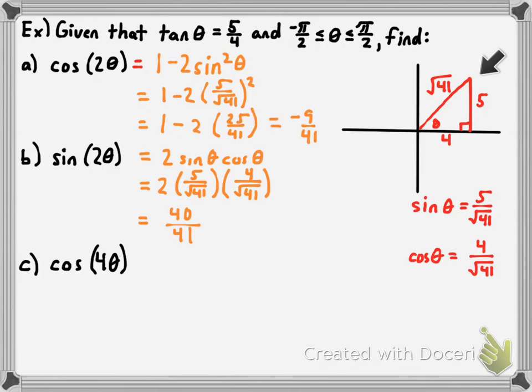Now again, if we doubled that angle that was in the first quadrant, it had to either end up in the first or second quadrant, and both of those places have positive sine values. So we expected the sine of 2 theta to be positive. There we go. Our answer makes sense.